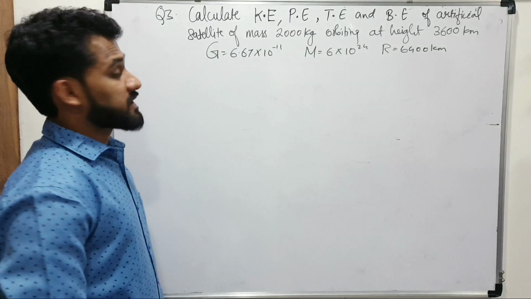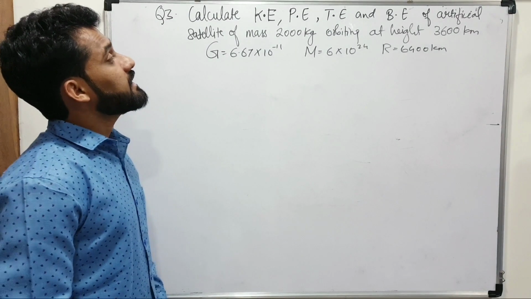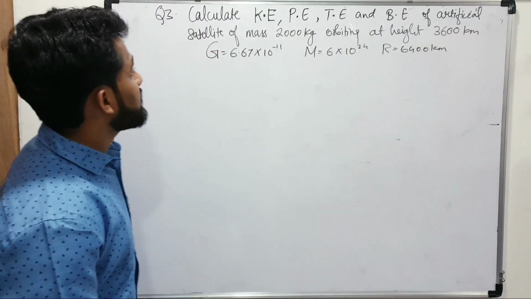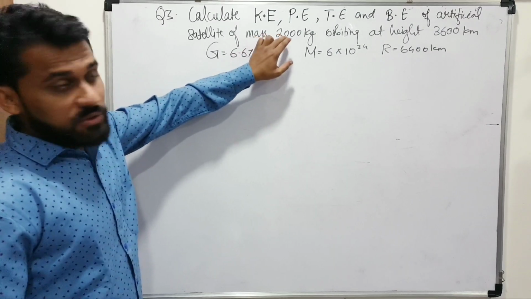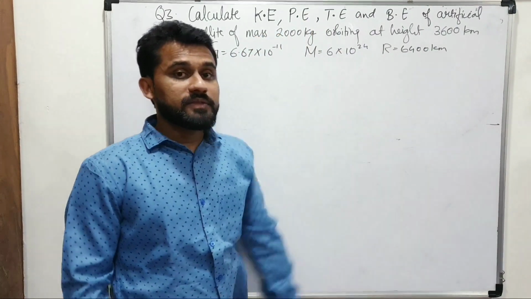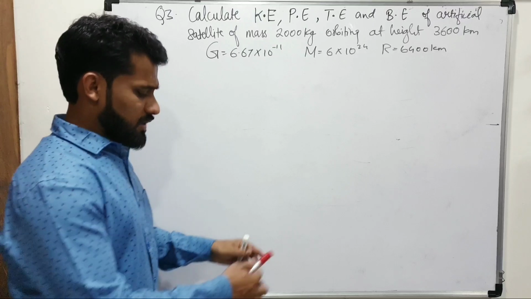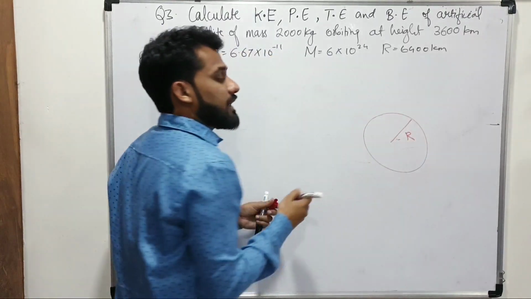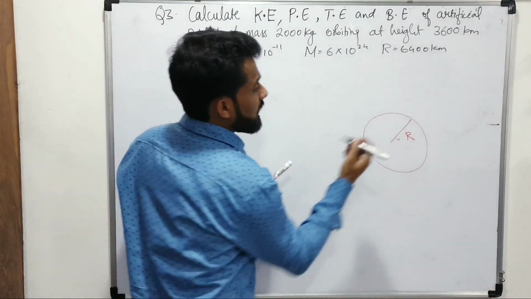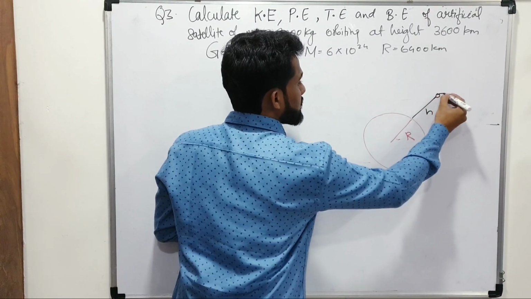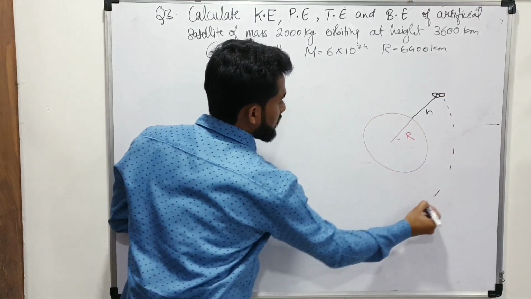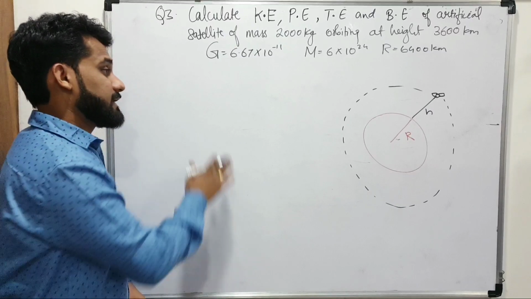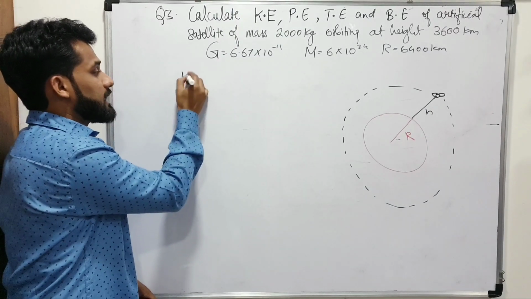The next question is question number 3. Calculate the kinetic energy, potential energy, total energy and binding energy of an artificial satellite of mass 2000 kg orbiting at a height of 3600 kilometers. So if this is Earth of radius R, and if a satellite is revolving at height h from the Earth's surface, then the energies associated with the satellite can be given by the formula, let us say kinetic energy.